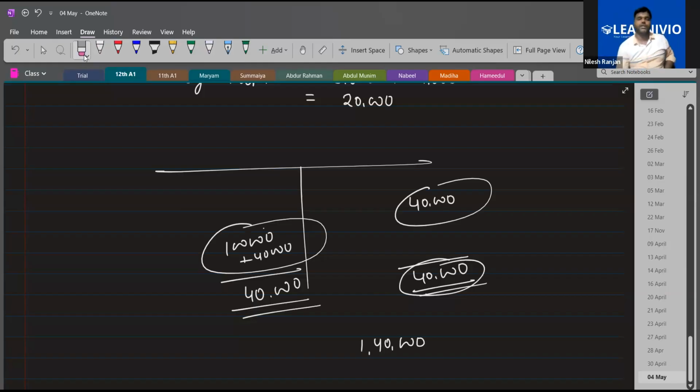Tell me if you have any doubt in any of the questions that we have discussed here, because I'm giving you this homework. Some of the questions from this will be given as homework. So tell me if you have any doubt.